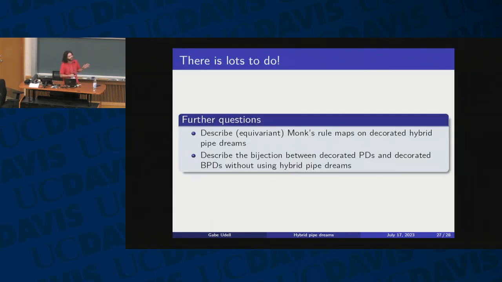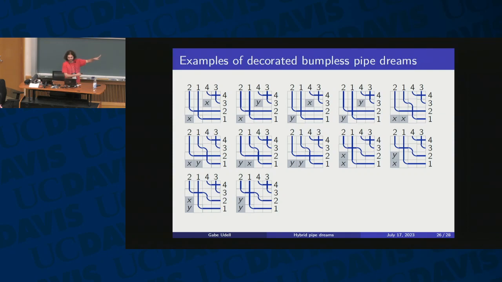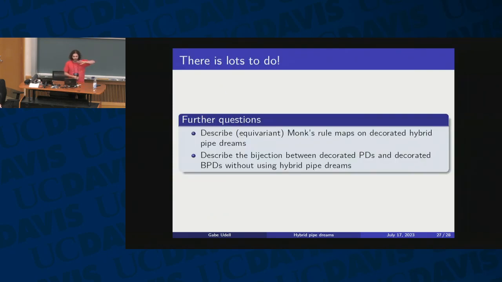Before I end, I want to say that there's a lot of further questions, and I hope not to answer all of them on my own. So I think two of the more important ones in my mind are describing Monk's rule maps, so combinatorially proving Monk's rule using each type of hybrid pipe dream. And also, now we have this bijection between these decorated objects that I didn't get to talk about too much on the pipe dream side and the bumpless pipe dream side by going through these decorated hybrid pipe dreams.